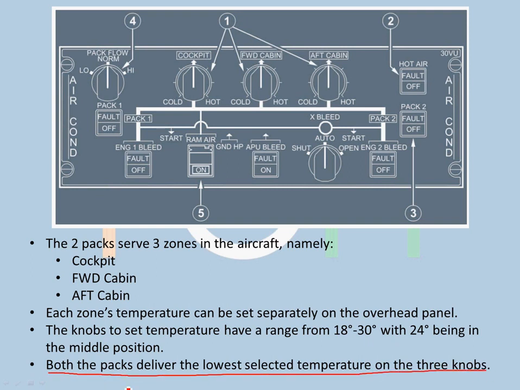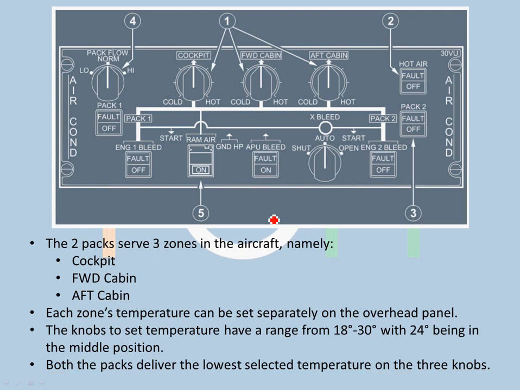Both the packs deliver the lowest selected temperature on the three knobs. So for example, if you have selected 18 here, and if you have selected 22 here, and say 26 here, the packs will function to deliver 18. So, very important point. Kindly keep in mind what temperature the packs will generate. They will generate the lowest selected temperature on the three knobs. This is very important and critical.